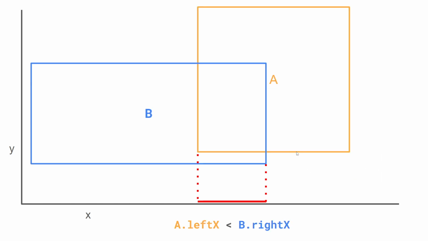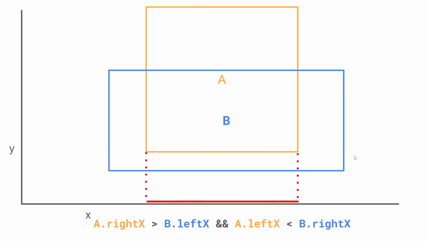Then there's the other way around the case. In this case, if the leftmost point of our bounding box A is smaller than the rightmost point of bounding box B, then there's also a collision. The rightmost point here and the leftmost point here. If this one is smaller than this one, clearly you can see an intersection.